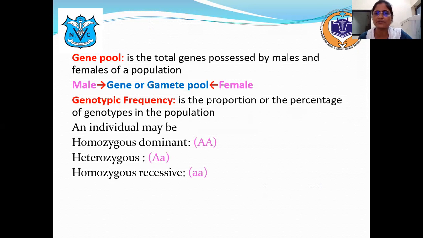Gene pool is the total genes possessed by the male and female of that particular population. So here we are considering the breeding males and females, those which are mostly breedable. According to the genetic constitution of our population, gene frequency and genotypic frequency are the most important criteria. According to the genotypic frequency present in our population, we are able to know whether there is a variation for that particular gene or not.